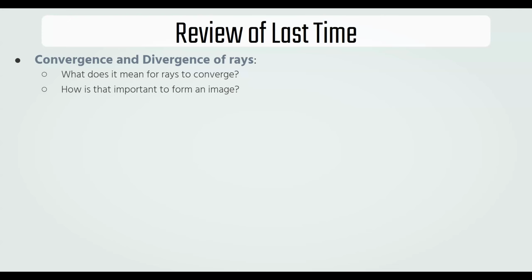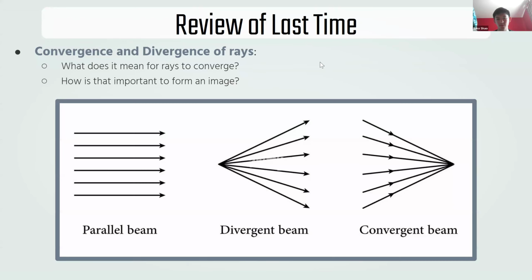You can do ray tracing, and if it converges, it's usually a real image. And if it diverges, you can trace the ray opposite to the direction it's facing, and that's a virtual image. Yeah, exactly. I think everyone in the chat also got that. So we have parallel beams, divergent beams, and convergent beams.